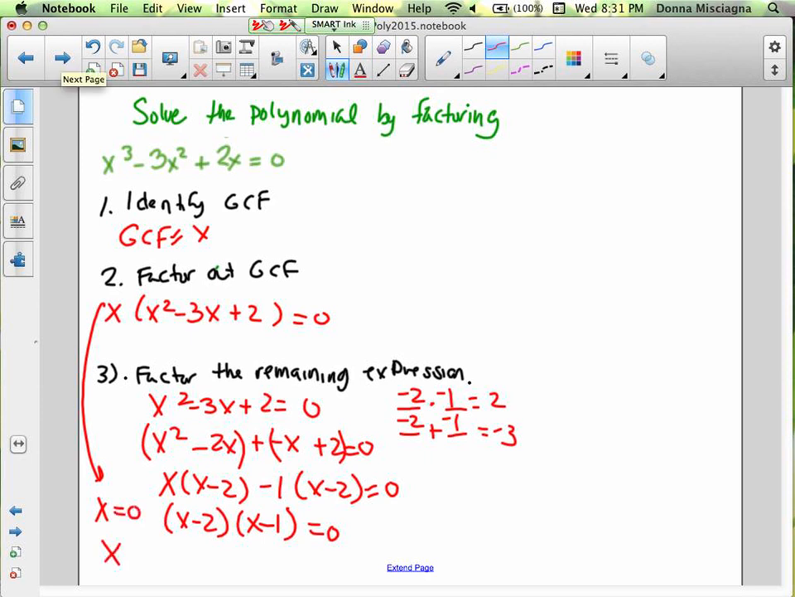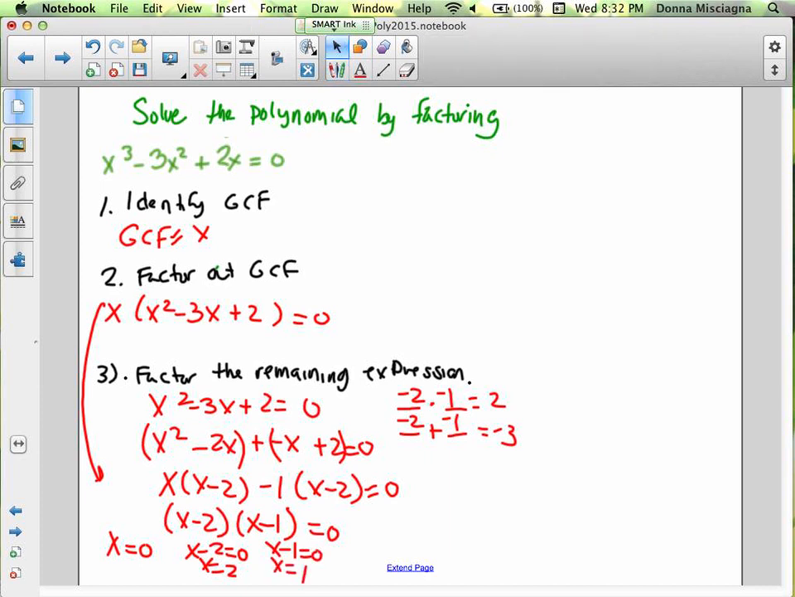So x is just 0. Let's move it down just a little bit. Come on, there we go. All right, x minus 2 is 0. So if x minus 2 is 0, x is 2. And finally, x minus 1 is 0, x is 1. And there we go. They're all factored.